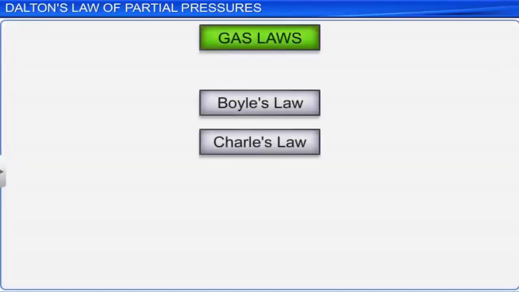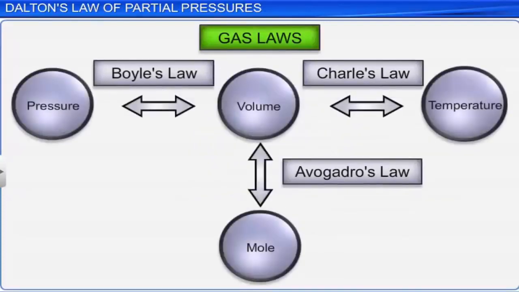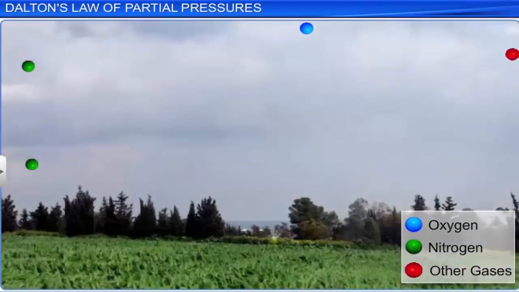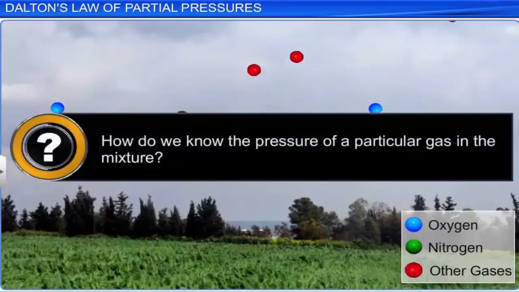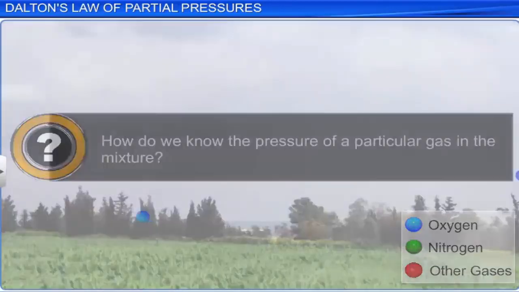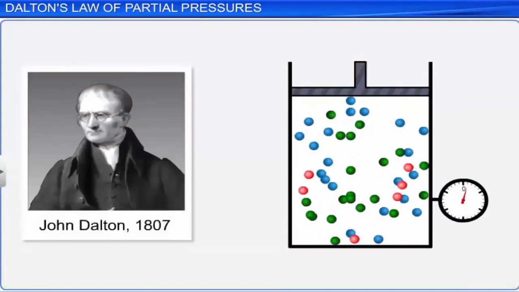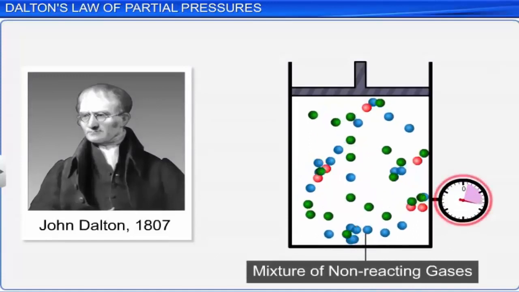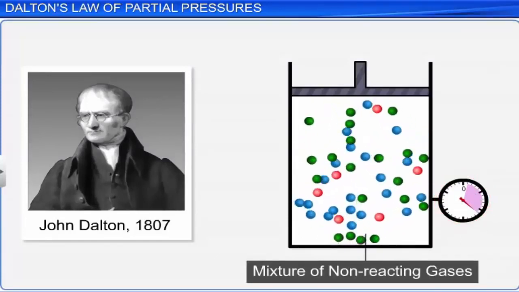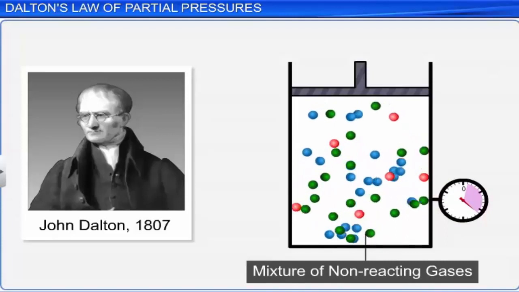The various gas laws that we have learnt establish the relationship among pressure, temperature and volume occupied by a certain number of moles of a gas. But air is a mixture of various gases. So how do we know the pressure of a particular gas in the mixture? In 1807, John Dalton studied the pressure exerted by a mixture of non-reacting gases enclosed in a vessel. Based on these studies, he formulated the law of partial pressures.